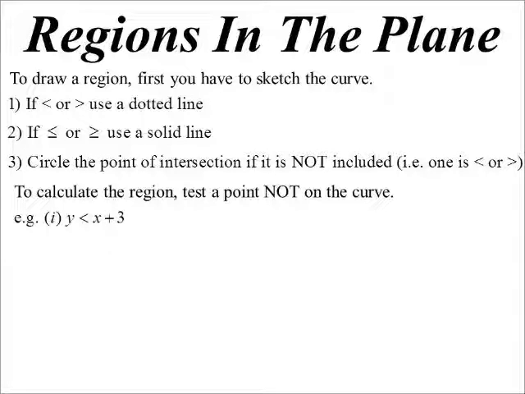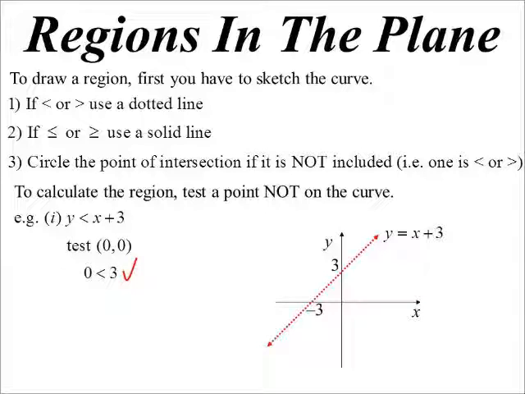Y is less than x plus 3, so the boundary is the line y equals x plus 3, dotted. So I'm either going to be above this line or below this line. The 0, 0 has got to be the easiest point, I guess, to substitute in. So let's sub that in. 0 is less than 3. Yes, it is. So therefore, 0, 0 is included in our shaded area. We shade below the line.